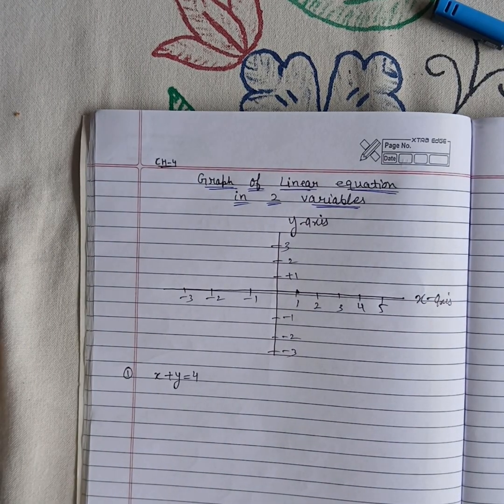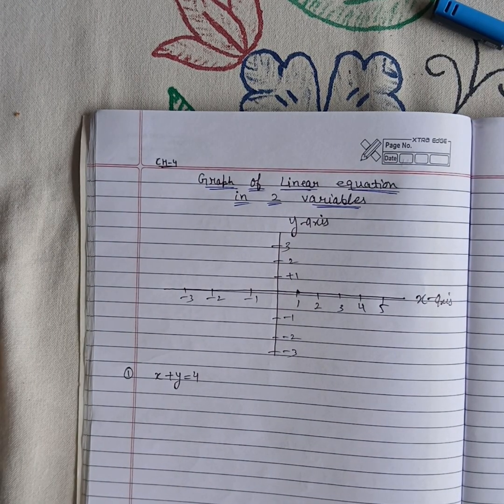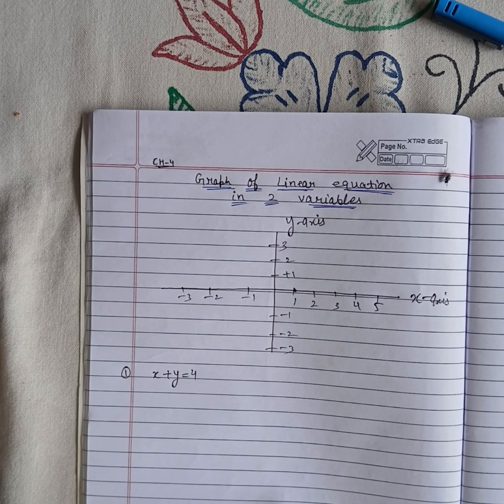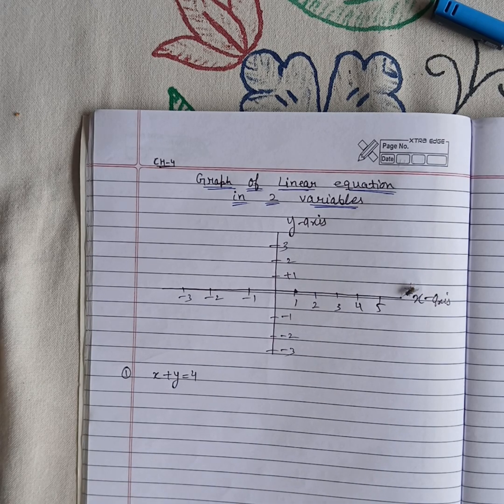In the last video, we have done how to find the solutions of linear equations. So today our first question is to draw the graph of our equation x plus y is equal to 4. To find the solution of this equation, firstly we will let the value of x or y.